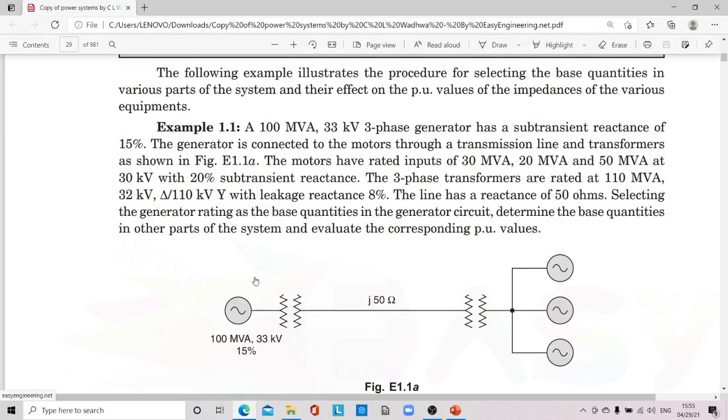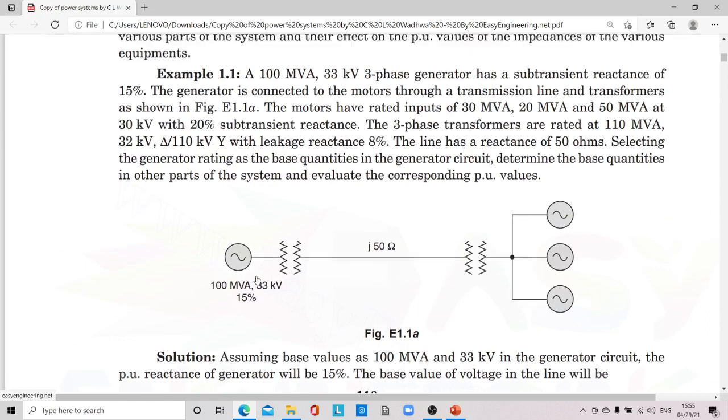Let us see one more numerical. A 100 MVA, 33 kV 3-phase generator has a sub-transient reactance of 15%. The generator is connected to the motors through a transmission line and transformers as shown in the figure. Motors have rated inputs of 30 MVA, 20 MVA and 50 MVA at 30 kV with 20% sub-transient reactance. 3-phase transformers are rated at 110 MVA, 32 kV delta side and 110 kV star side, with a leakage reactance of 8%. The line has a reactance of 50 ohms.